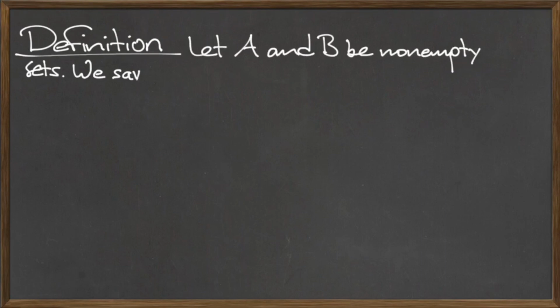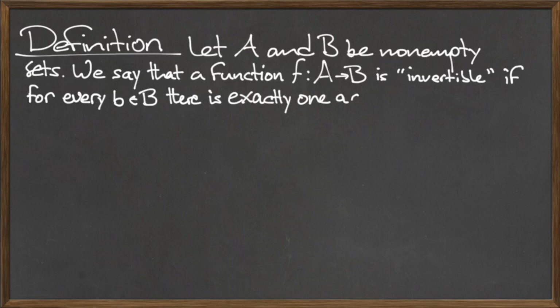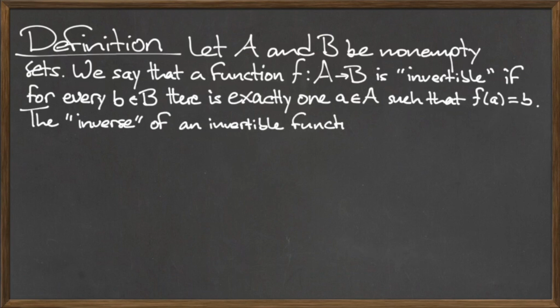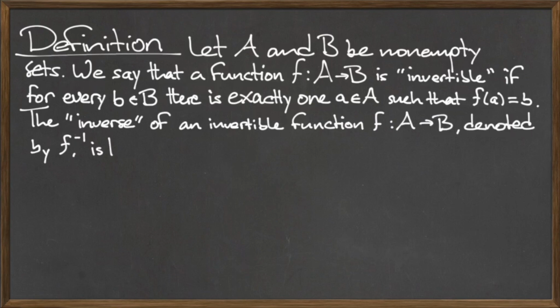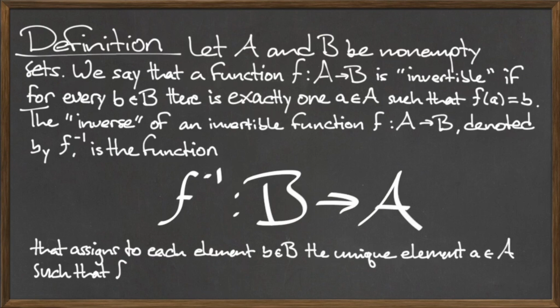Let capital A and capital B be two non-empty sets. We say that a function f from A to B is invertible if, for every element little b in the set capital B, there is exactly one element little a in the set capital A, such that f(a) = b. The inverse of such an invertible function f is the function f inverse from B to A that assigns to each element little b in the set capital B the unique element little a in the set capital A, such that f(a) = b.